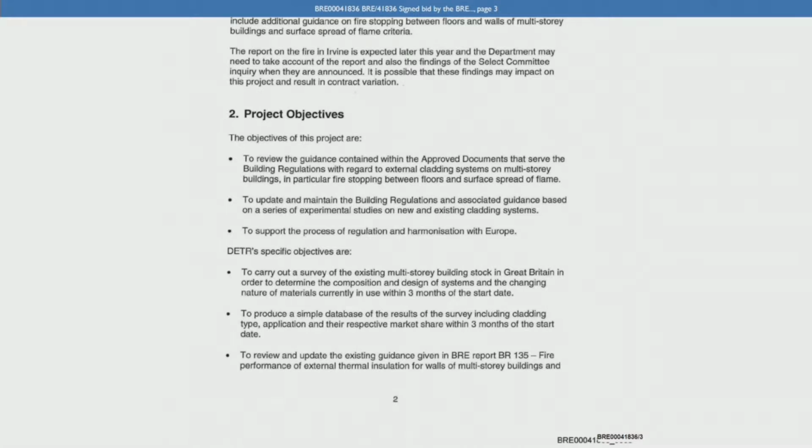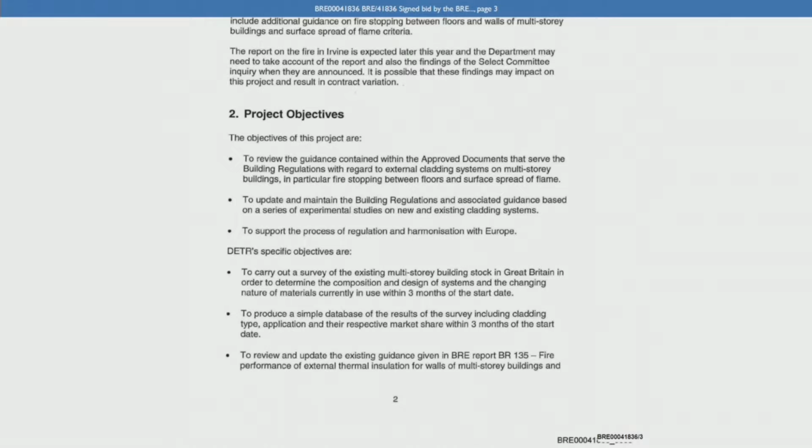general objectives, you can see that there are some specific objectives of the DETR set out there. And we can see them: carry out a survey of the existing multi-storey building stock in Great Britain in order to determine the composition and design of systems and the changing nature of materials currently in use within 3 months of the start date, to produce a simple database of the results of the survey, including cladding type, application, and the respective market share within 3 months of the start date, to review and update the existing guidance given in BRE report BR 135, etc.